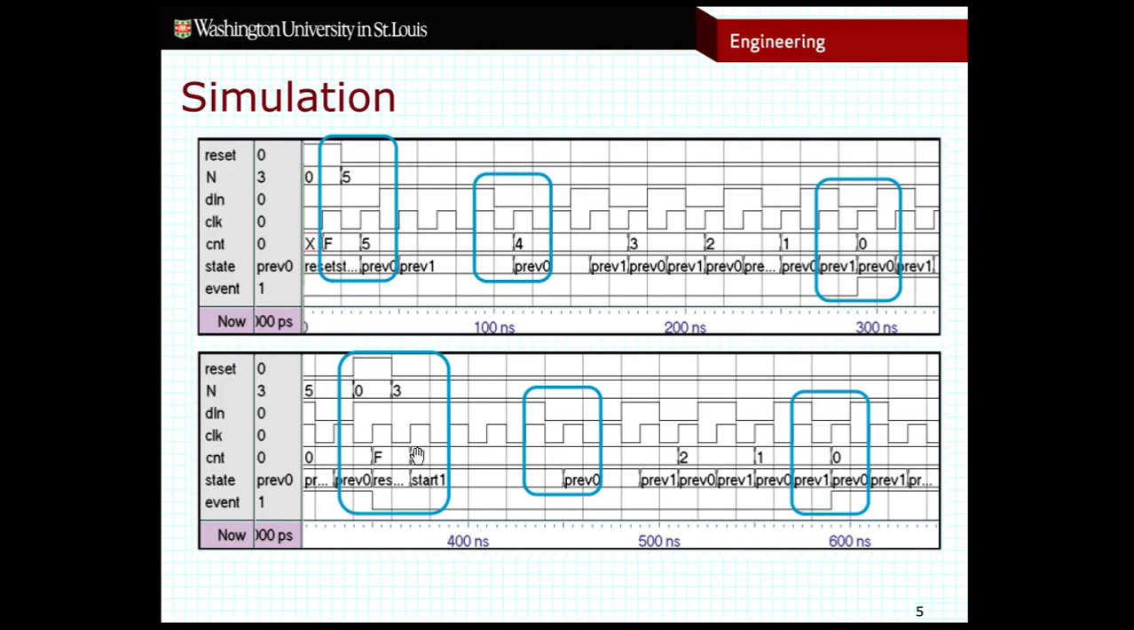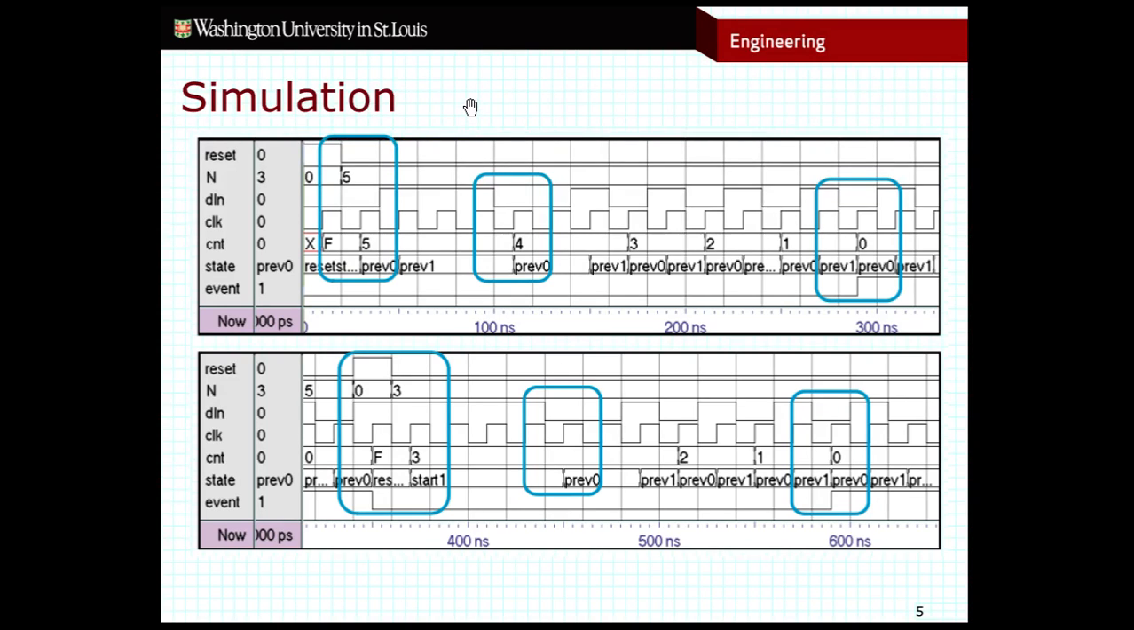d in is already high, so we're going to stick around in the start 1 state until we see d in go low. That's only half a pulse, so our counter does not change. Our counter has not changed in this particular scenario until we see a full pulse. It goes high and then low, high and then low, and then finally our third pulse takes our counter to 0, and we see the event output go high once again.